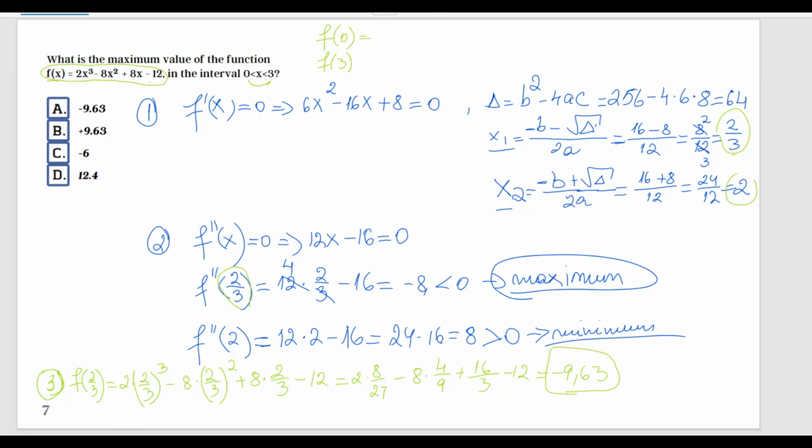f of 0, if you do that, you get a value of minus 12. And then f of 3: 2 multiplied by 3 to the power 3 minus 8 multiplied by 3 to the power 2 plus 8 times 3 minus 12. This is going to give you a value of minus 6. Okay, so now we have 3 candidate values, and we have to get the maximum value from these 3 values, and that's going to be the maximum value of the function.